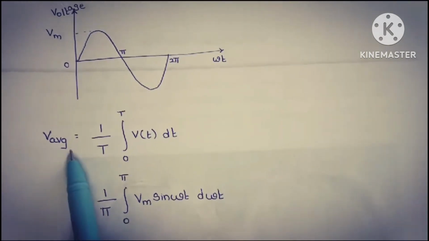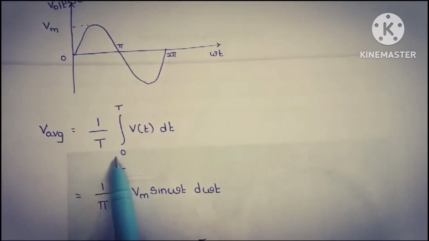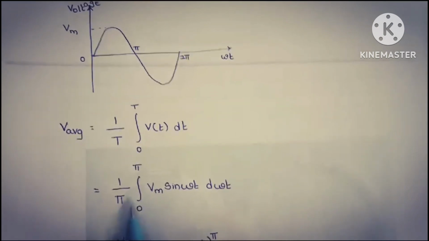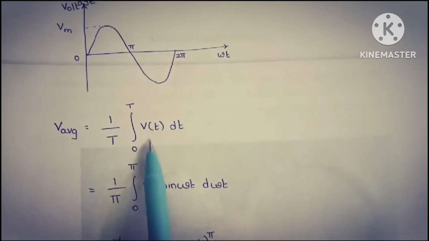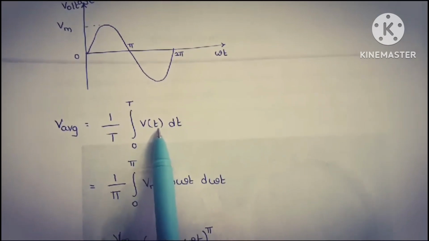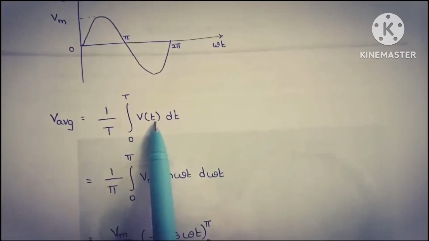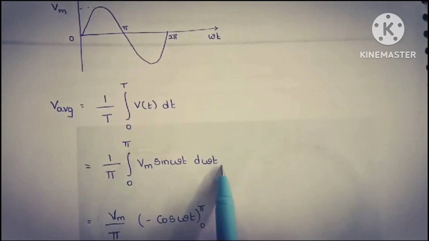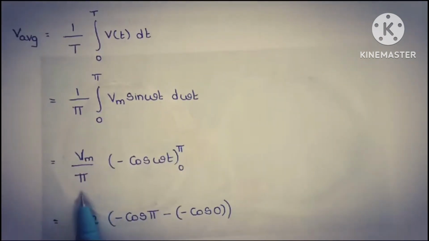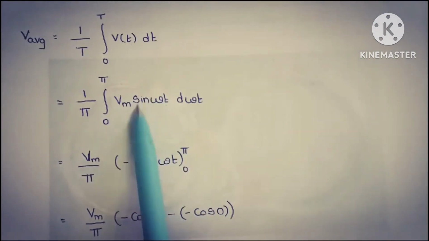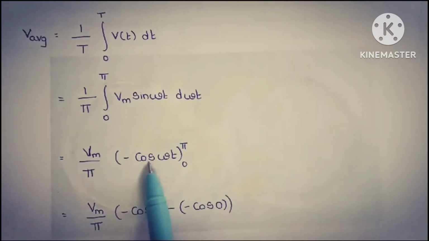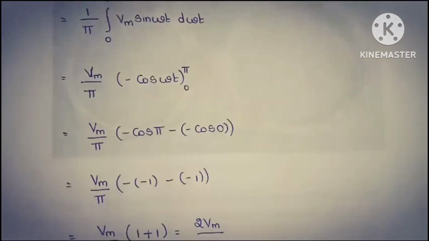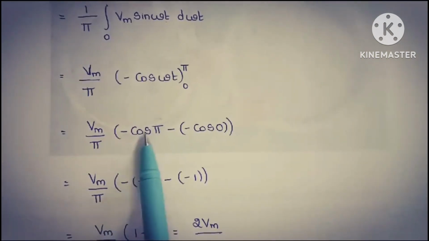So as the time period for a half cycle is equal to pi, we are going to write the equation as V average is equal to 1 by T. Here we are considering only a half cycle, therefore we write it as 1 by pi integral 0 to pi v of t. As we are giving a sine wave as an input, we are going to represent the voltage as Vm sine omega t into d omega t. So Vm by pi. The integration of sine is minus cos theta, therefore minus cos omega t within the limit 0 to pi.